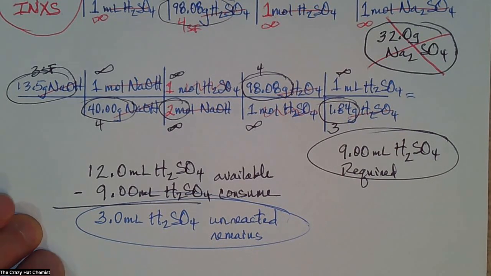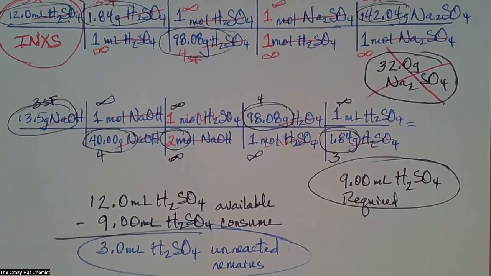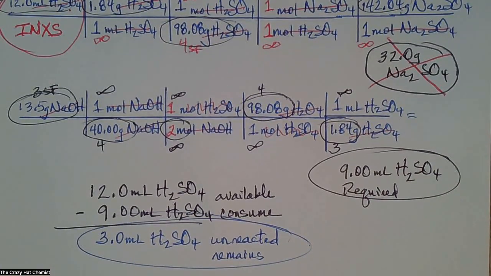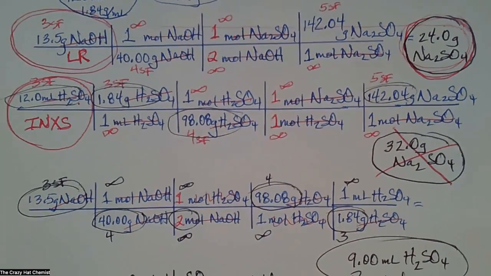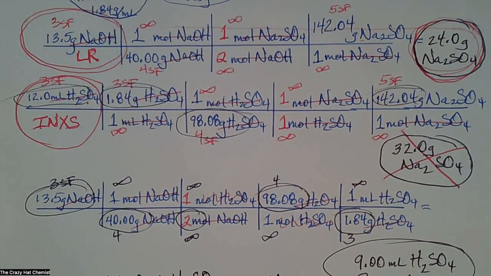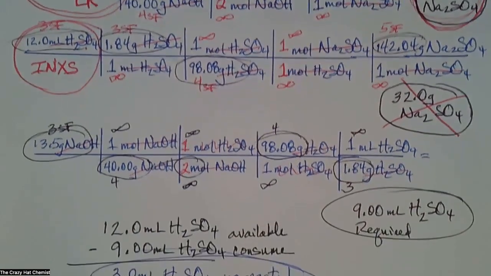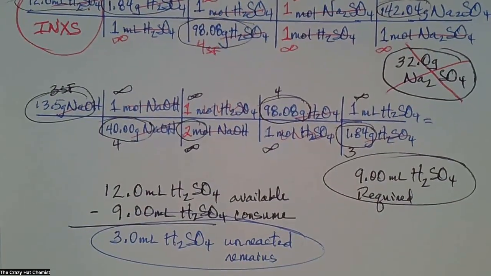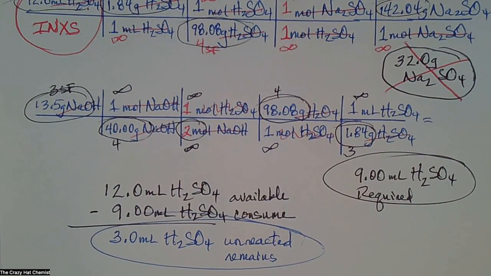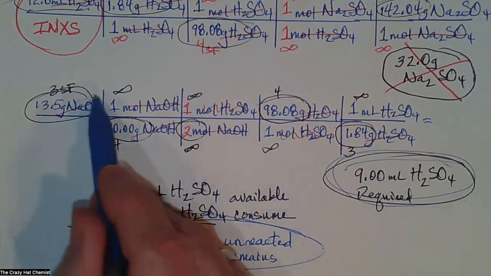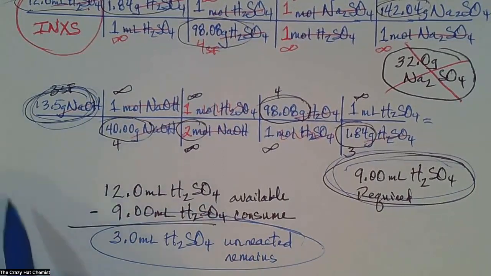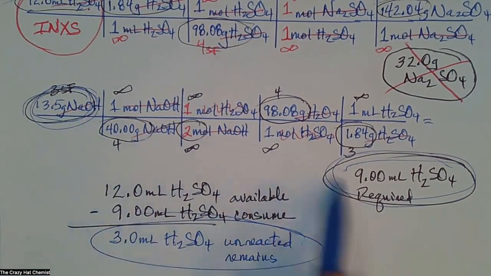Hopefully you followed everything along on this problem here. And ultimately, our answers are 24.0 grams of sodium sulfate. The limiting reagent is sodium hydroxide. The compound in excess is sulfuric acid, that's H2SO4. The amount of sulfuric acid required in this is 9 milliliters. So that is 9 milliliters will react with 13.5 grams of sodium hydroxide, and there'll be nothing left over.